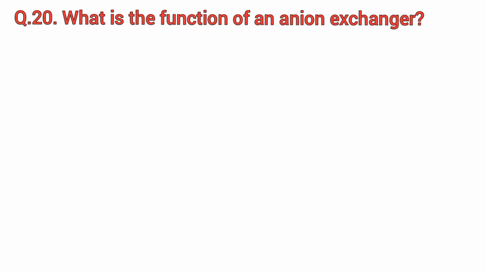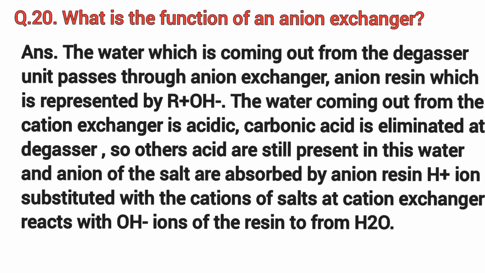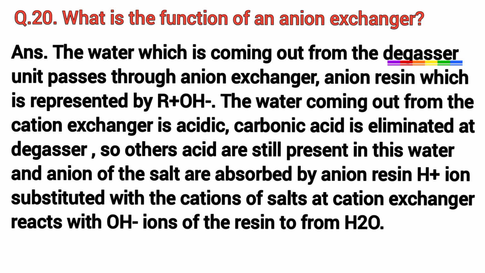What is the function of an anion exchanger? The water which is coming out from the degasser unit passes through an anion exchanger, an anion resin which is represented by R positive or negative. The water coming out from the cation exchanger is acidic. Carbonic acid is eliminated at the degasser, so other acids are still present in this water and the anions of the salt are absorbed by the anion resin. H positive ions substituted with the cations of salts at the cation exchanger react with OH negative ions of the resin to form H2O.